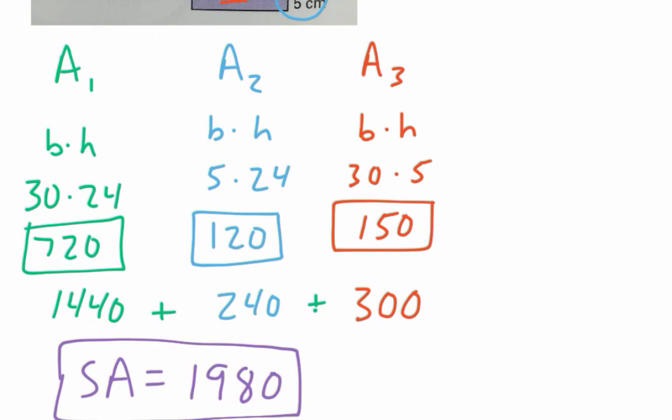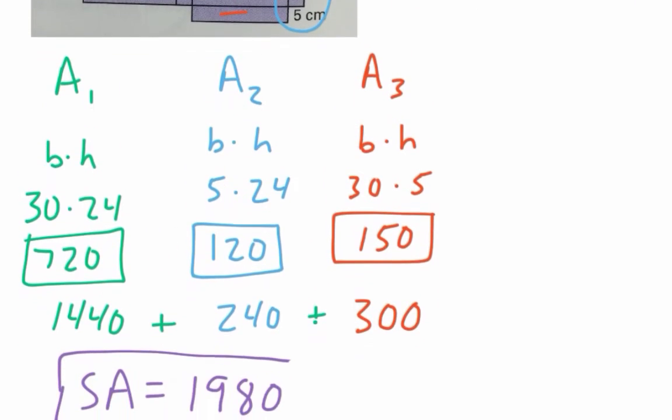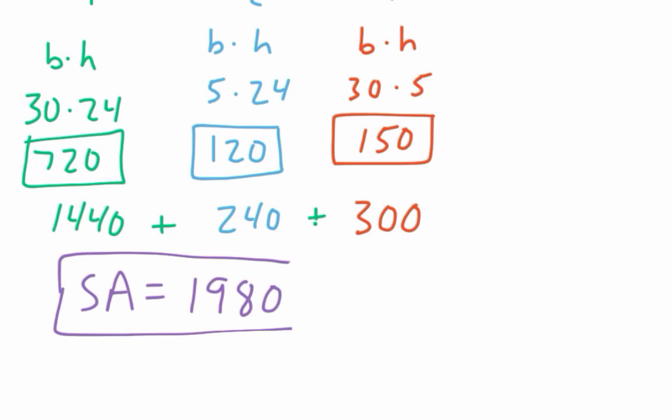Yeah, it's probably a good idea to put the units on it. It's not going to be 1,980 squared, but it's going to be those units squared. So it's 1,980 square what? Centimeters. So I'd have to write centimeters squared after it. So, an excellent point. Thank you.